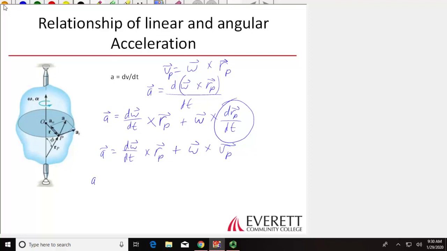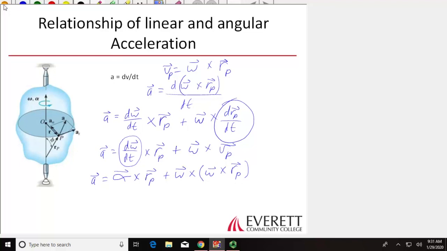So we get acceleration is equal to, what is d omega/dt? Angular acceleration, which we call alpha, right? So I'm changing my d omega/dt to an alpha, crossed with the position, plus omega, crossed with our velocity, which is omega, crossed with position. That's how we relate acceleration to both angular velocity and velocity. Velocity is in the parentheses there. And initial position. This is a very important equation, and it's an equation that we'll come back to.